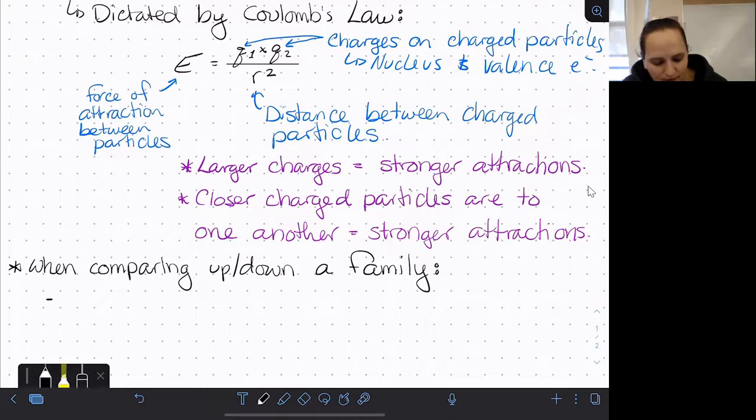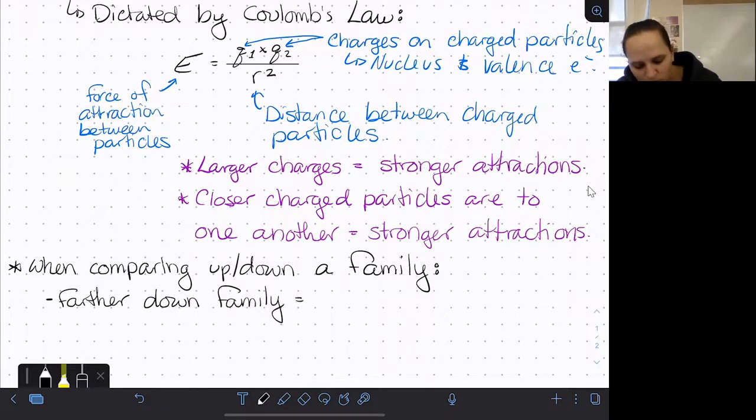So the farther down a family you go means that the valence electrons are in a higher energy shell.